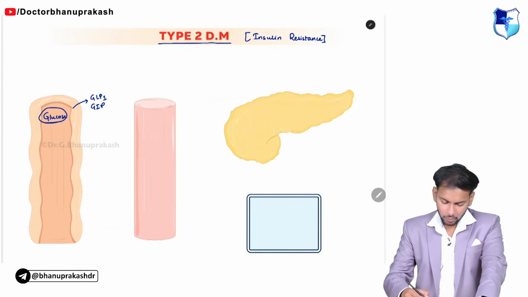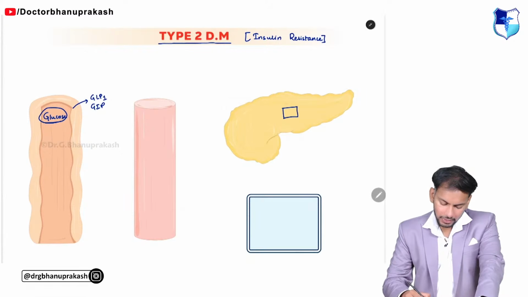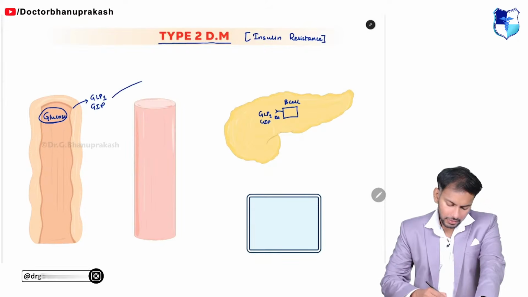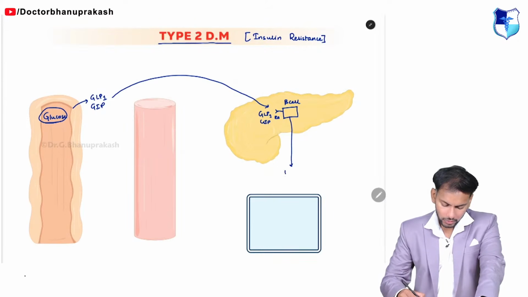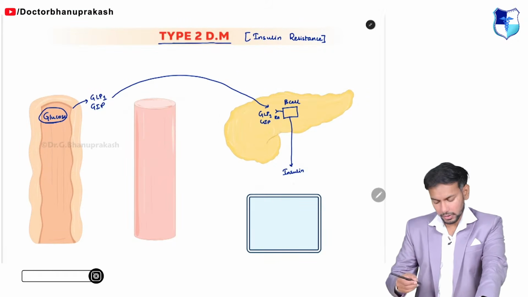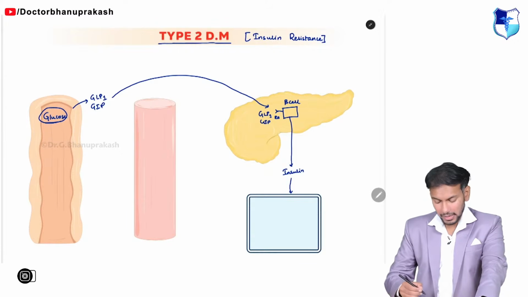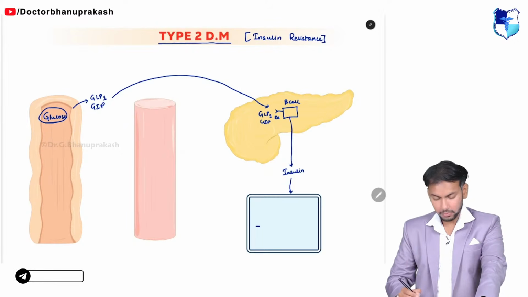As you already know, in the pancreas, we have beta cells. They will have receptors for GLP-1 and GIP. So, what will this GLP-1 and GIP do? They will act on their receptors and it will cause production of insulin. Now, what will the insulin do? Insulin will act on the cells and it will cause expression of GLUT4 receptors.